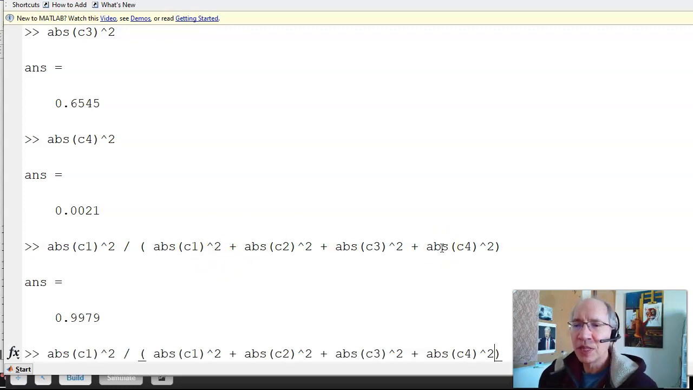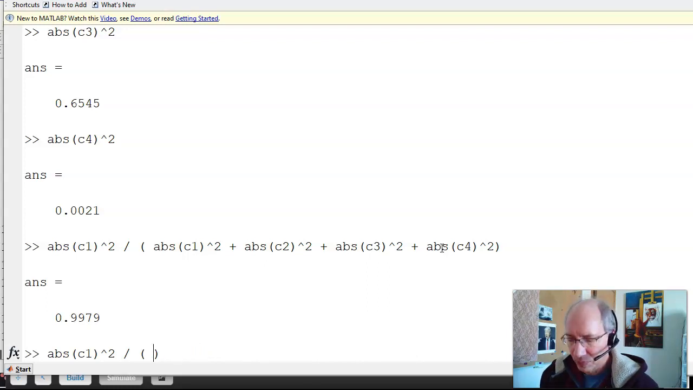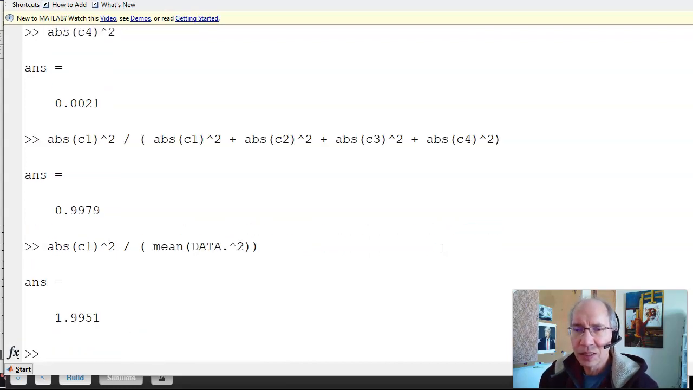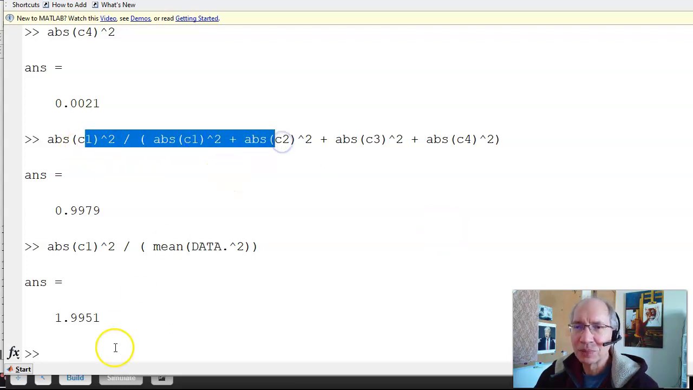I can do that a second way. Take your data, square it, add it all up, take the average. And I didn't do that right. Anyway, this is the right way to do it. So, back at the ranch.